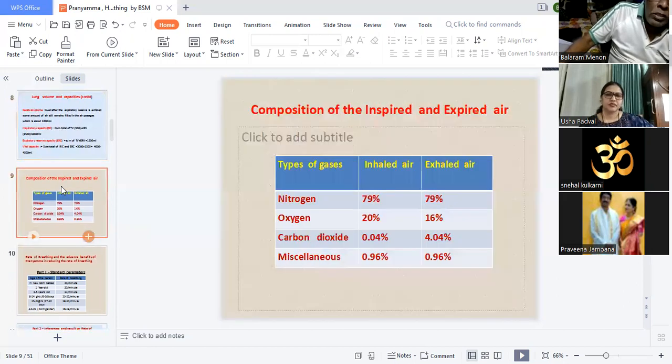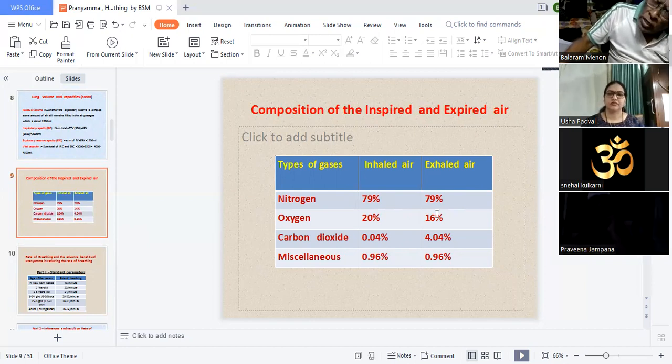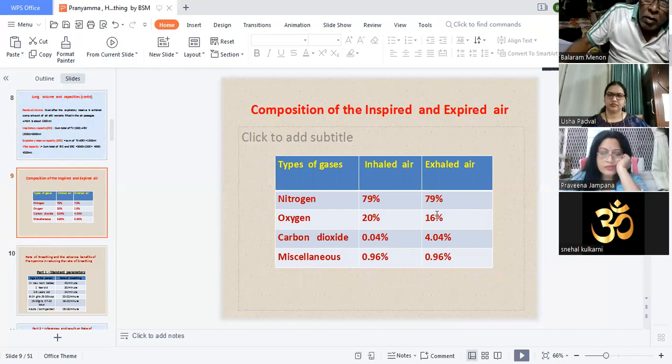Then we go to the composition of the inhaled and expired air. These are additional inputs I have put. It is not in the syllabus, but it's a very fundamental thing you are supposed to know. Nitrogen 79% in inhaled air, exhaled air is 79%. Oxygen 20%, exhaled air is 16%. This exhalation contains part of the original volume of air which is already there in the lungs. Carbon dioxide: only 0.04% inhaled, but 4.04% exhaled. This 4% comes from the residual volume in the lungs. Miscellaneous are inert gases and other gases present in the atmosphere, which are fully exhaled out.